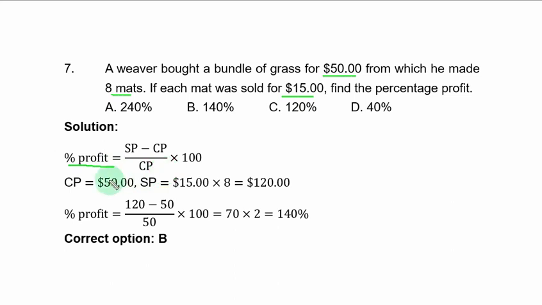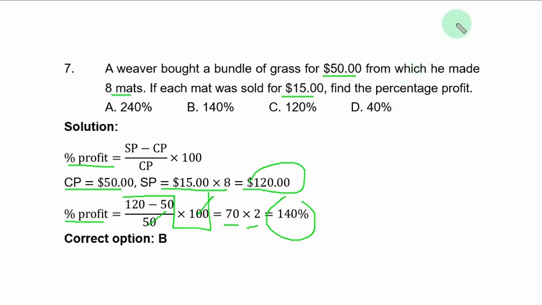From the question, the cost price is $50. From the purchase, he made 8 mats and sold each for $15. Therefore, the selling price for the 8 becomes $15 times 8, and that is $120. Therefore, percentage profit is equal to 120 minus 50 over 50 times 100. That simplifies to 120 minus 50 is 70. Divide 100 by 50, you have 2, and you have 140%. B is the correct option.